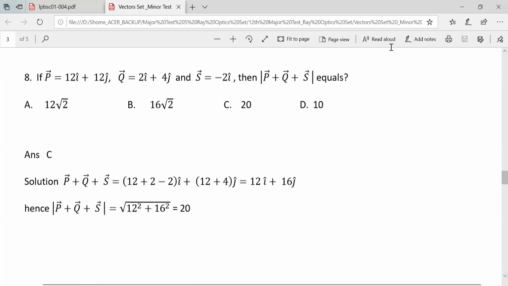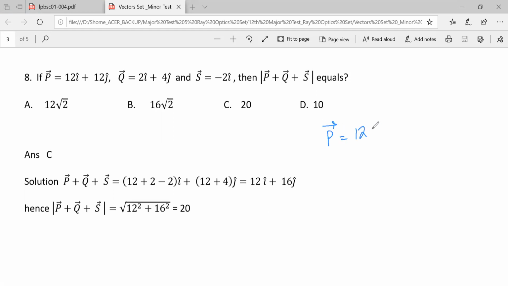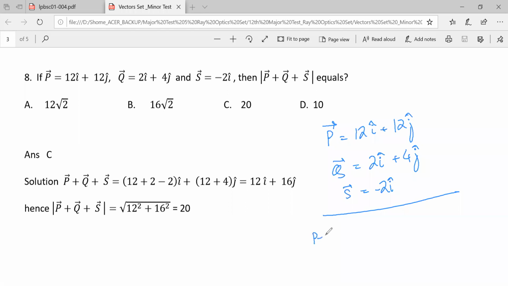Okay. So here we just have to use basic concepts of addition. So if your vector p is 12 i cap plus 12 j cap, the vector q is 2 i cap plus 4 j cap, and the vector s is minus 2 i cap. Now I want to find out the sum of all of these, so p plus q plus s.